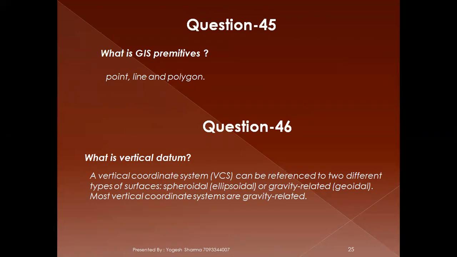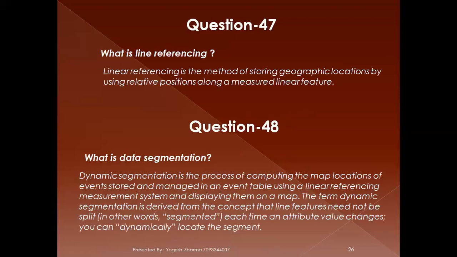What is the vertical datum? The vertical coordinate system can be referenced to different types of surface, spherical or gravity related. Most vertical coordinate systems are gravity related. For that, I will create a separate video where I will explain point cloud data, lidar survey, and all those things. At that time I will try to explain the vertical datum or vertical coordinate system. But for the definition purpose, you can read this one.